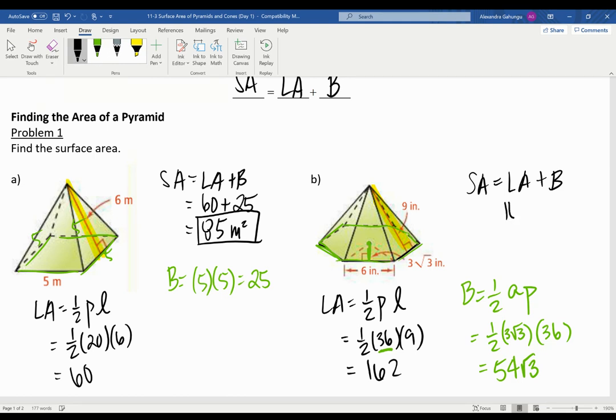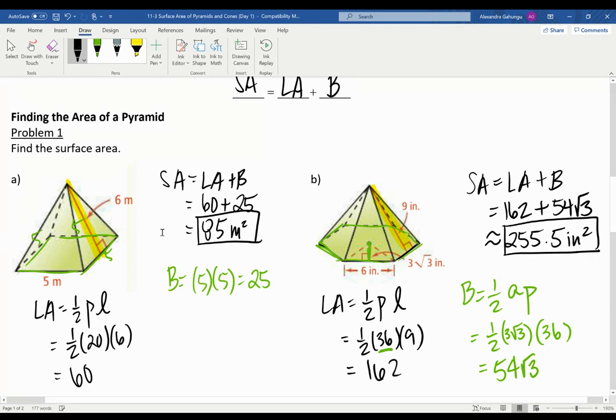Now we're going to add it all together. We get 162 plus 54 rad 3. And the approximate answer, rounded to the nearest tenth, is 255.5 inches squared. So we're talking about area, so our units are inches squared. All right, and then we'll look at 2 other examples.